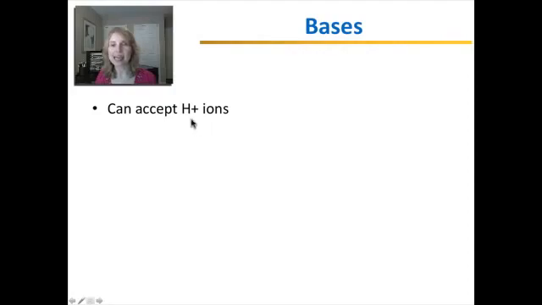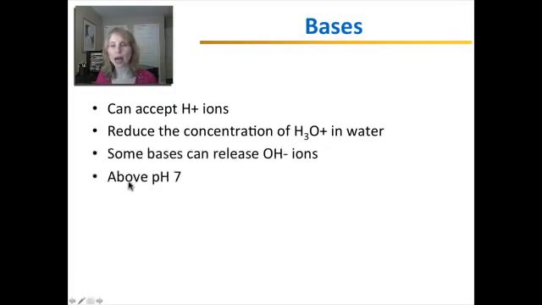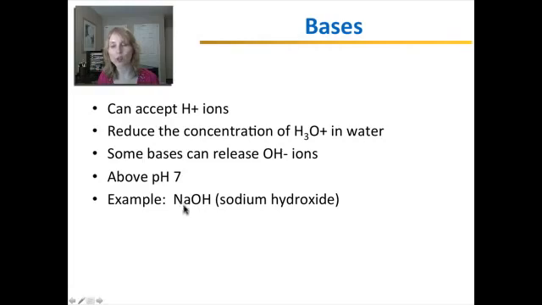A base can accept H+ ions. By accepting H+ ions, it will decrease the concentration of hydronium ions. By decreasing that, it will actually raise the pH to above 7. An additional part of the definition of base is that some can actually even release extra hydroxide ions. And so an example of a base is sodium hydroxide. This will ionize into sodium and hydroxide ion, which can accept H+ ions to combine with these into water.